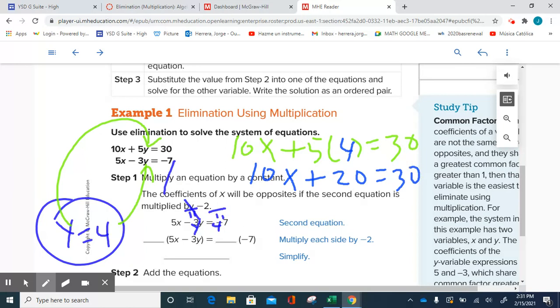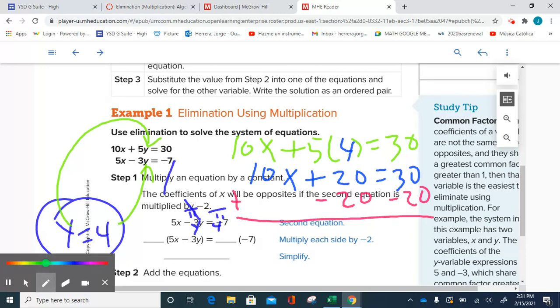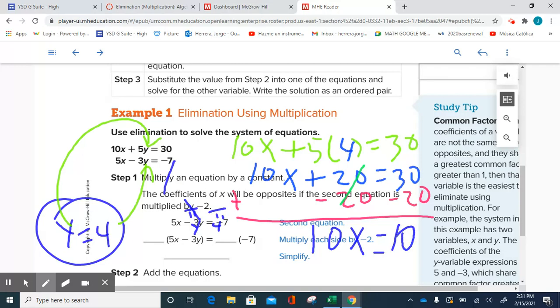Now you can see it. Oh my gosh, that's easy, because here we can subtract 20, guys. And if we were to add it here, then we can see immediately that this will cancel out, and we end up with 10x equals 10. And there you are. We're going to finalize this, guys, by dividing both sides by 10. And therefore, we have x equal to 1.